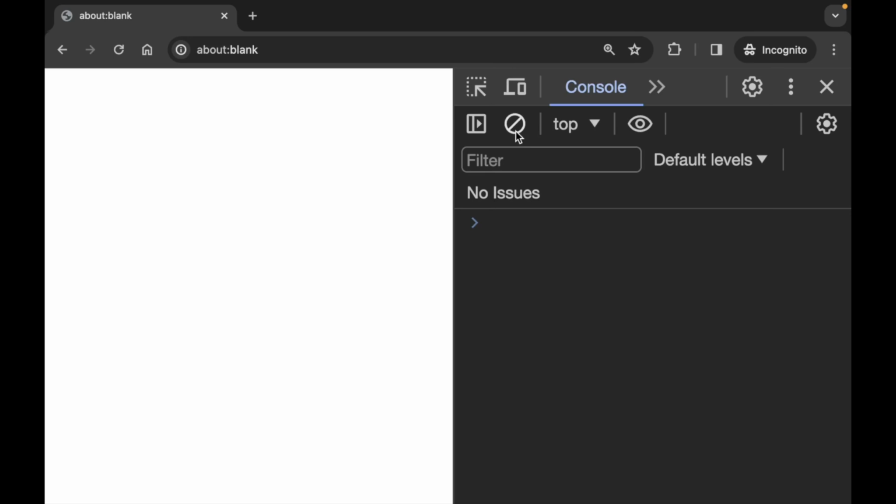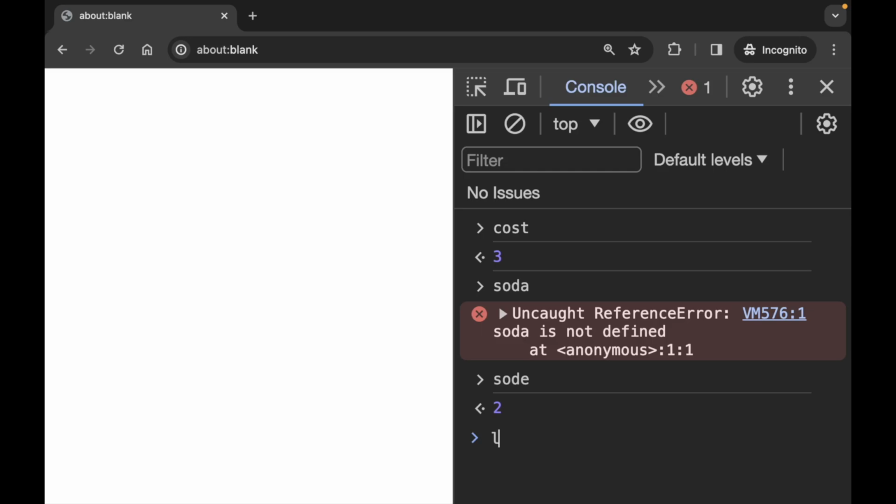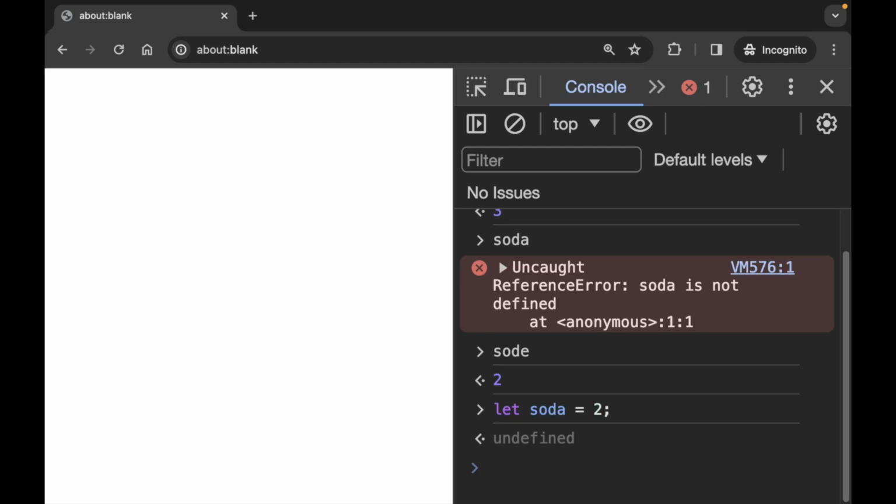I cleared this out, so we can still go back and say cost is 3, soda. Oops, did we not define it? I probably misspelled soda. Yes, I did. So let's do let soda is equal to 2. Now I will clear that out again, so we have our statements.